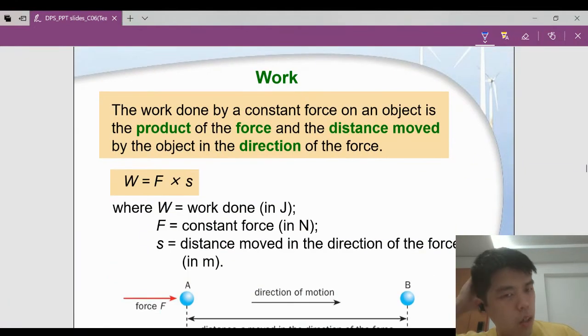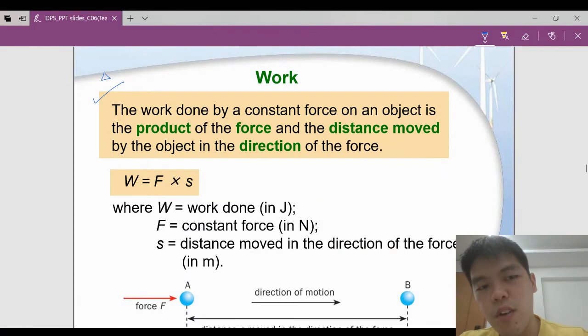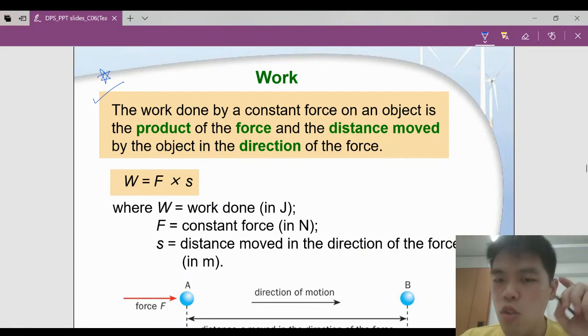So what is work? The work done by a constant force on an object is the product of a force and the distance moved by the object in the direction of the force. Now, this is very important. You must know the definition. So what does it mean?